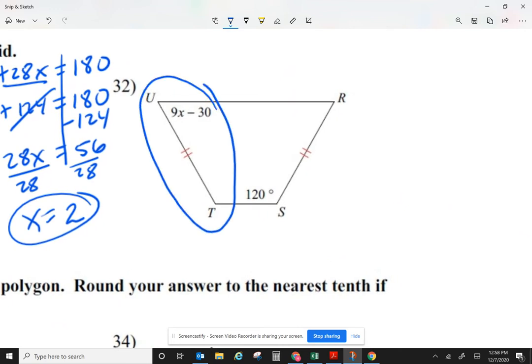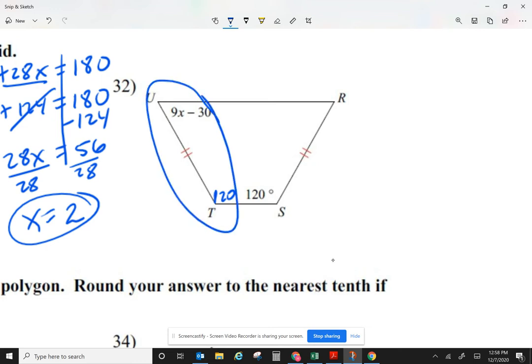These two angles add up to 180. Now on an isosceles trapezoid, I'm going to say this angle here is 120. These two angles on the left are the same as these two angles on the right. So that's how I know that corner at the bottom is 120. And I just said those two angles add up to 180.